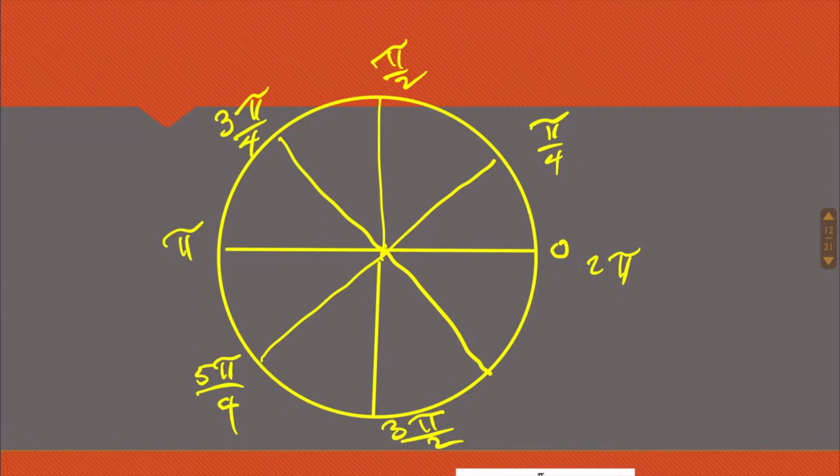And 3 pi halves is 6 pi fourths. So that makes this 7 pi fourths. And then 2 pi would be 8 fourths. 8 over 4 is 2, so 2 pi. Let's go to talking about that in thirds.